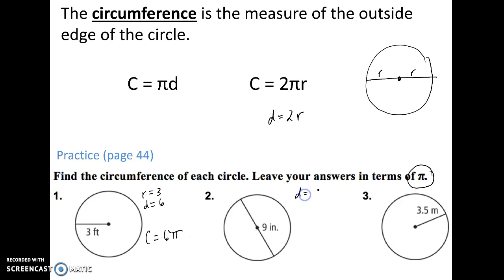Circle number 2, we know the diameter is 9, so my circumference is 9 pi. For number 3, if my radius is 3.5, I double that to get my diameter. So 3.5 times 2 would give me 7. So my circumference is 7 pi. So leaving it in terms of pi keeps your answers very neat, very simple, okay, and there's no need to approximate.